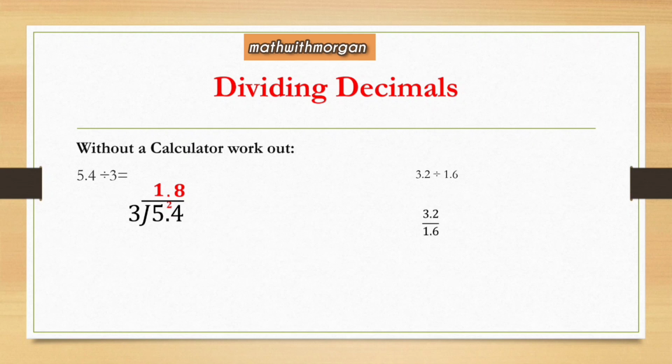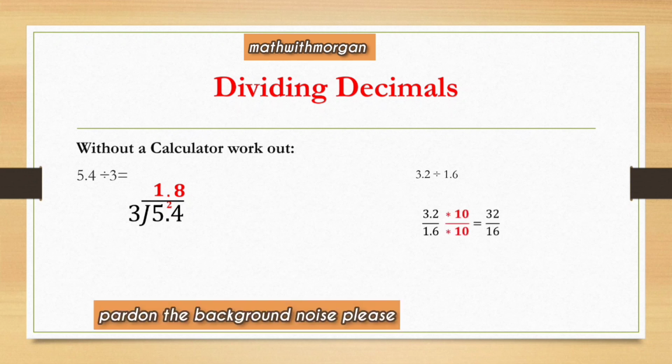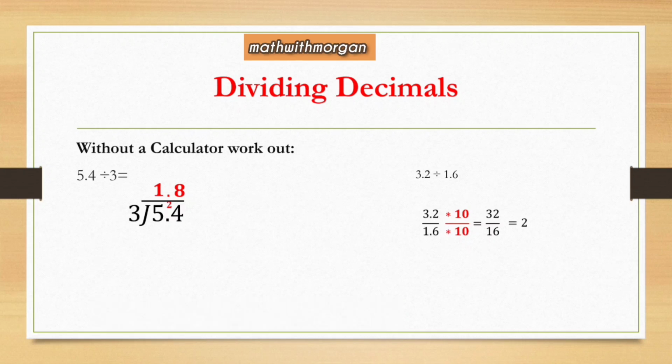Okay? So if I multiply the bottom by 10, I must also multiply the top by 10, just like this. And this is going to give me 32 over 16, all right? So now we do 32 divided by 16, and that gives us 2.